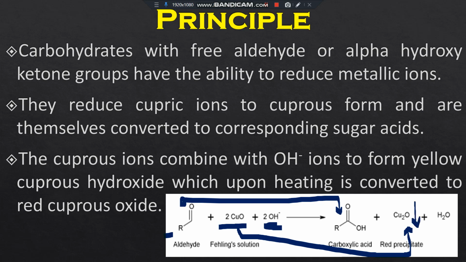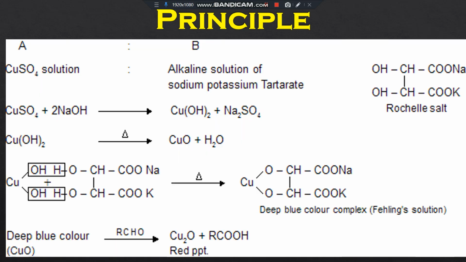So the color of this one is brick red, the color of this one is blue. So if you have a reducing sugar in the test solution, the blue color of CuO will be converted into the brick red color of Cu2O, and that is the positive indication, that is the positive test. What is the principle of the test?